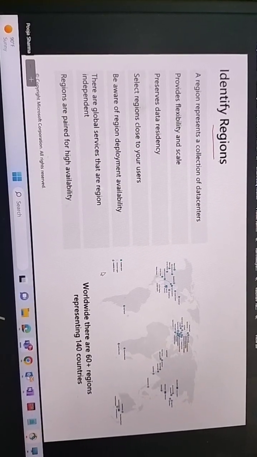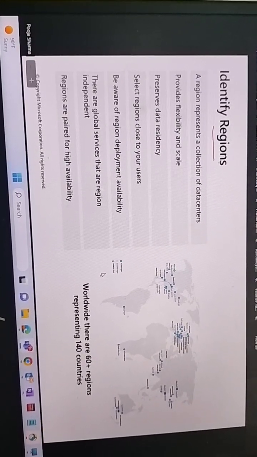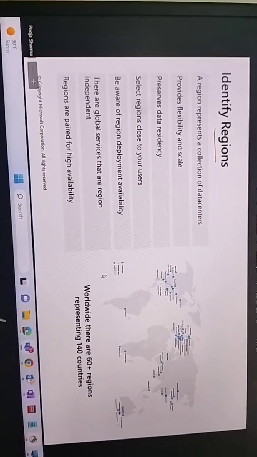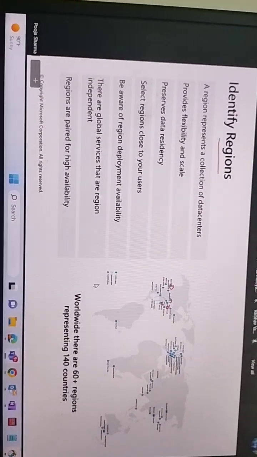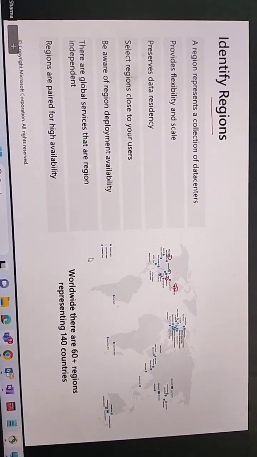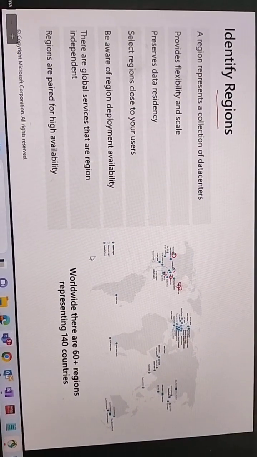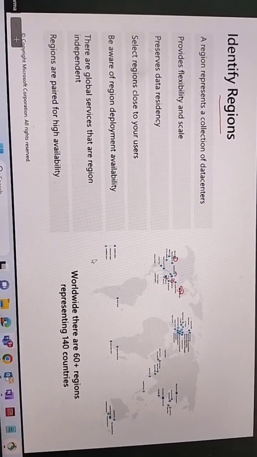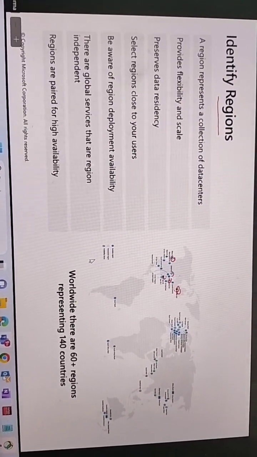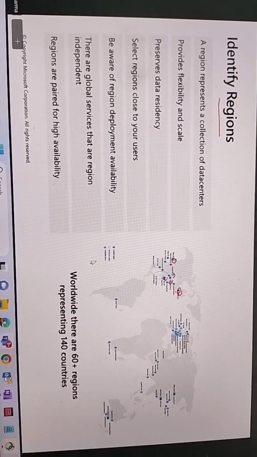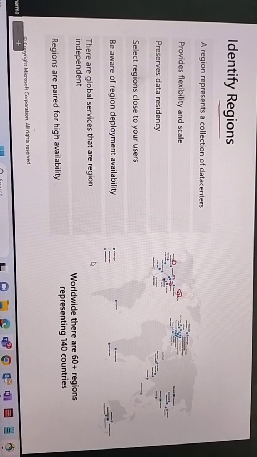So what is a region, guys? A region is basically a geographical area. If you notice in this diagram, these are all the regions. So a region is a geographical area on this planet where we have multiple data centers, right? There can be multiple regions.